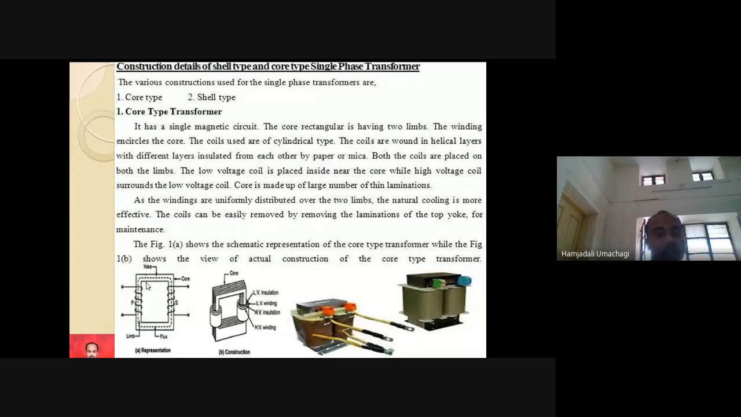So altogether in your transformer there are two major types of losses. First loss is core loss or iron loss or constant loss. They are going to remain constant. Whereas copper loss means losses which take place in the primary winding and secondary winding. They are called copper loss because they are made up of copper winding.